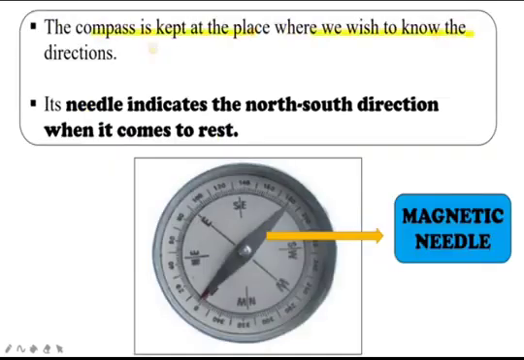The compass is kept at the place where we wish to know the directions. If you want to go in a particular direction, you can see the magnetic needle always pointing towards the north and south direction. Its needle indicates the north and south direction when it comes to rest. That is why, wherever we want to go, we can carry a compass and easily track the direction.